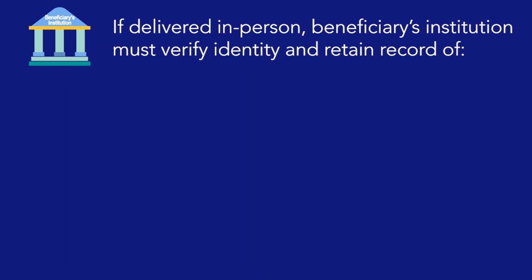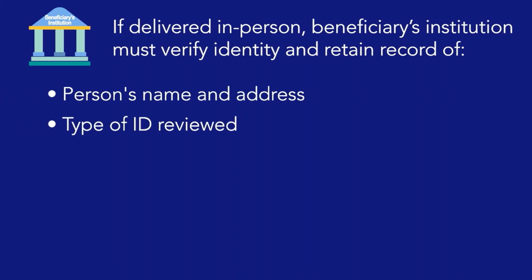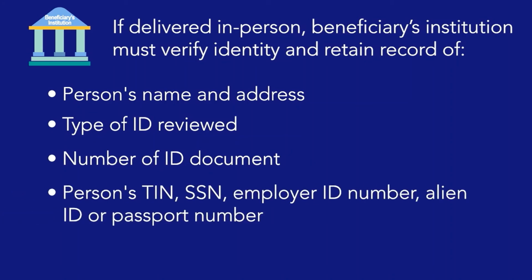The beneficiary's institution must also retain certain records if the proceeds are delivered in person. It must verify the identity of the person receiving the proceeds and retain a record of the person's name and address, the type of identification reviewed, the number of the identification document, for example, a driver's license number, the person's taxpayer identification number, TIN, for example, a Social Security or employer identification number. If the person doesn't have a TIN, the institution must record an alien ID or passport number and country of issuance, or note that no number was available.